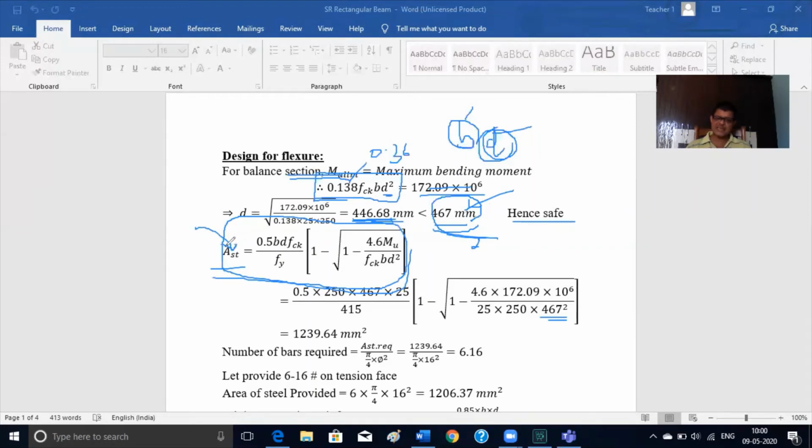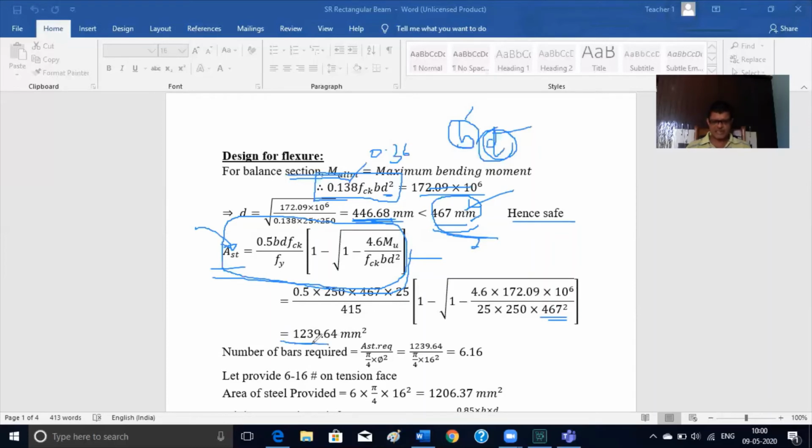That will become a quadratic equation, and you'll find AST will come like this. So this is the standard formula you should remember: AST equals 0.5 BD FCK by Fy into 1 minus the root of 1 minus 4.6 MU by FCK BD square. This formula can be used for your slabs as well as for the beams. So from this formula, we find AST is coming 1239.